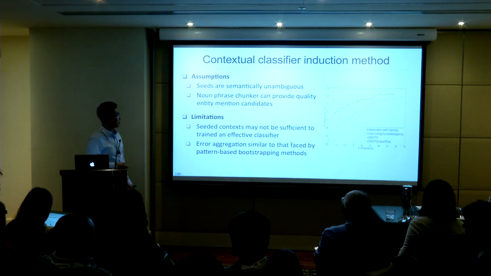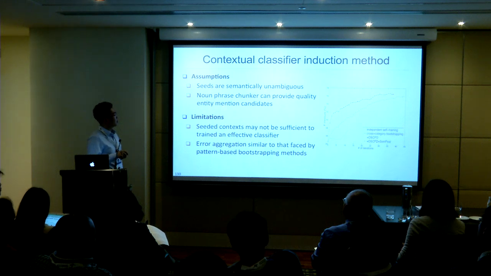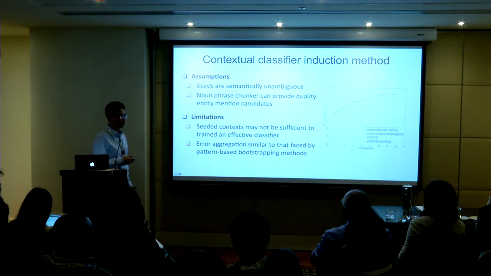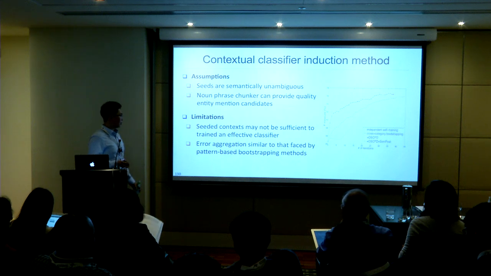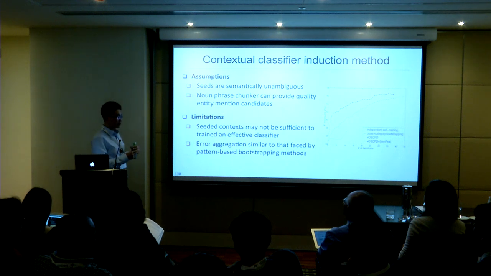But still, they assume that the entity mentions are already extracted. In the paper, they are using a noun phrase chunker. In a specific domain, the noun phrase chunker can even fail. So it is a pretty risky thing to take all the noun phrases as the candidates. And they need to make sure the seeds are semantically unambiguous. So in this work, they put in a lot of effort to make the seeds clean so that the classifier has good performance. The limitation is still that you have the error aggregation also faced by the pattern-based bootstrapping methods. And you also need to make sure you have enough context to train the classifier. Let's say for some infrequent entity names, you don't have enough context, and then the classifier obviously will not be effective.